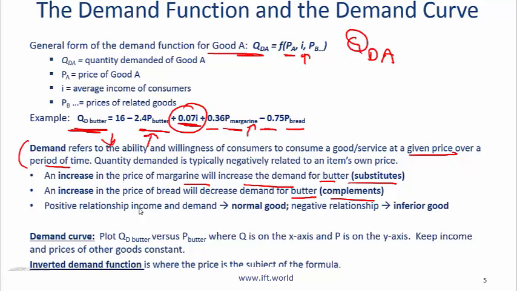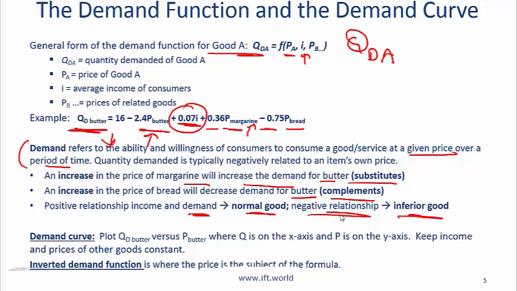Notice that there is a positive relationship between income and demand. This means that butter is a normal good. If you have another product where there is a negative relationship between income and quantity demanded, then we say that the good is an inferior good. This is the demand function.